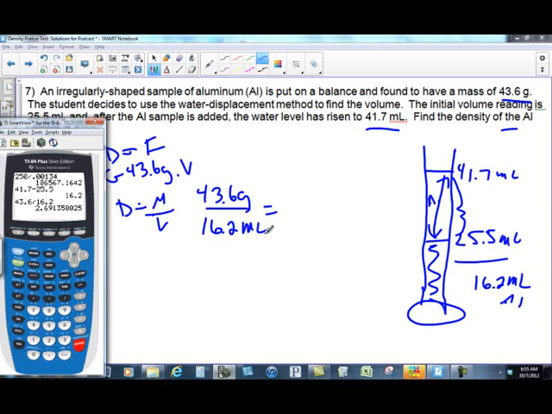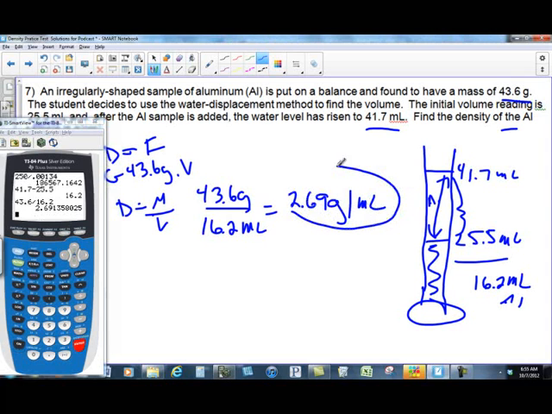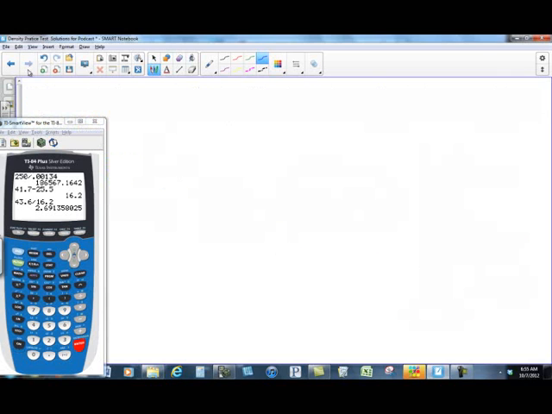2.69. Right, I got three sig figs, grams per milliliter, which sounds awfully close to what we were using in the lab of 2.70 grams per milliliter, so it looks like a pretty good result. Alright, that's going to do it.